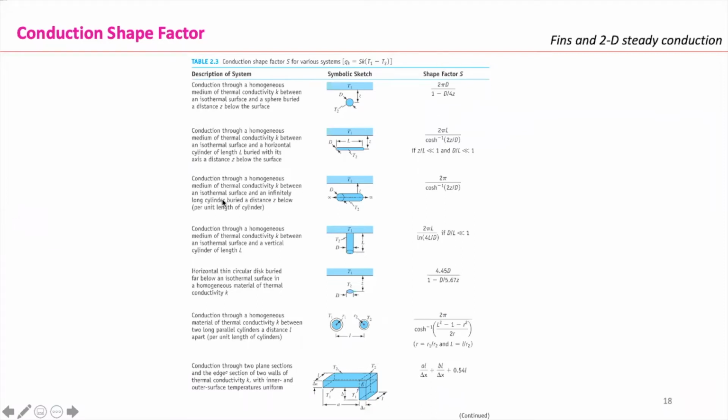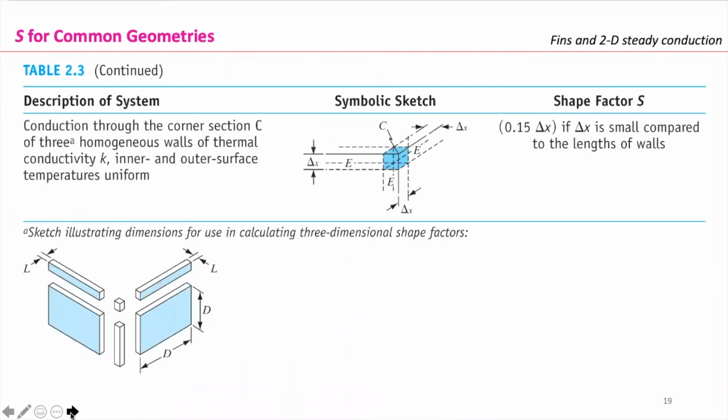If you have, for example, a buried long cylinder, right? Here you have the shape factor. You have two cylinders at a distance L apart. Here you have the shape factor. So we go on, and you have all these for corners, for example, right? You have 0.15 delta X, that's a shape factor. So pretty easy. There's not much complication here.